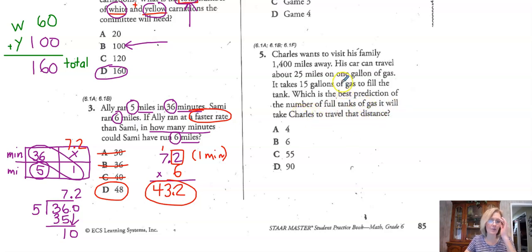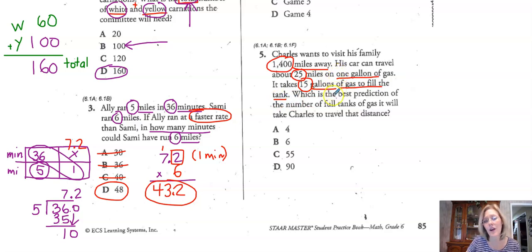Okay, let's circle up what we know. That he has 1,400 miles to travel because he wants to visit his family. His car can travel 25 miles on 1 gallon of gas, and it takes 15 gallons of gas to fill his tank. I'm going to underline all of that, to fill his tank. Now that's a lot of information.